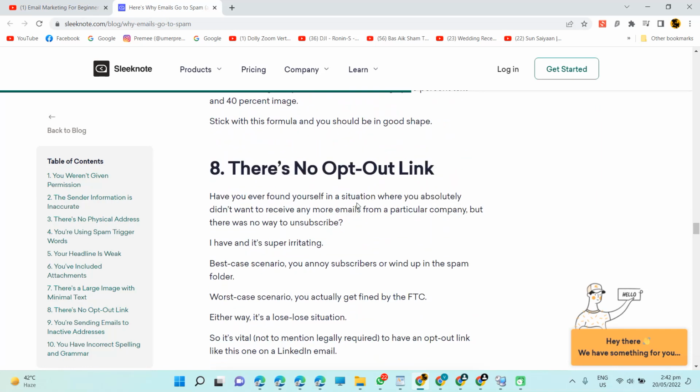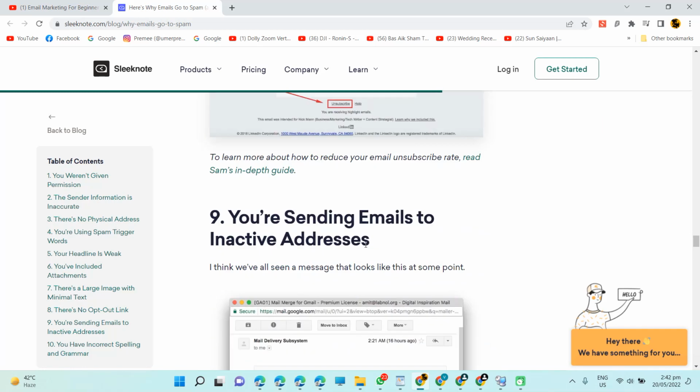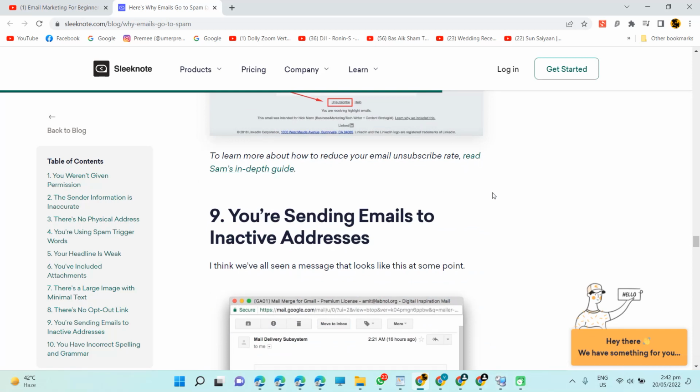Number 8. There is no opt-out link. You have probably found yourself in a situation where you received an email from a company, but there was no way to unsubscribe. Worst case scenario, you could be reported to the FTC. Learn more about how to reduce your email spam rate in this in-depth guide.